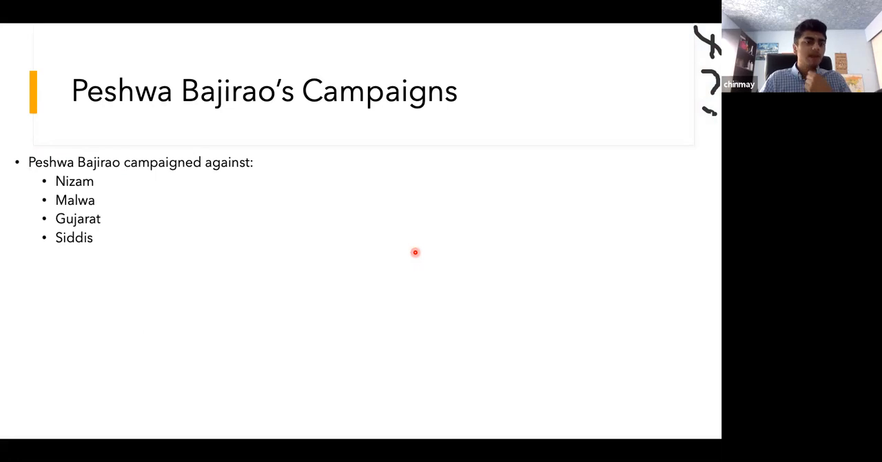Peshwa Bajirao campaigned against almost everyone in India. He fought against the Nizam, he fought against Malwa, Gujarat, the Siddhis. He even marched into Delhi itself. By this time, especially during Peshwa Bajirao's campaigns, the Mughal Empire became a very insignificant kingdom in India. If you look at India and look for the dominant force, it is now the Marathas. The era of the Mughals is done.